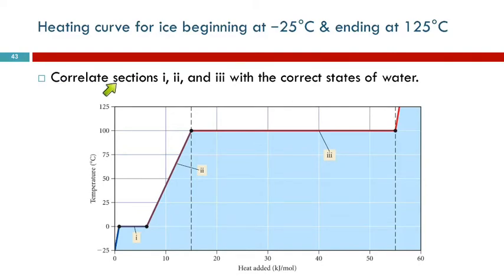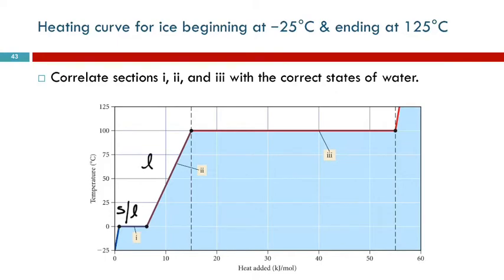So correlate sections 1, 2, and 3 with the correct states of water. What's happening in section 1 there? Right here, what's going on? Ice is melting. And so we've got the solid and the liquid together. How about this line segment marked 2? That's liquid. How about line segment 3?